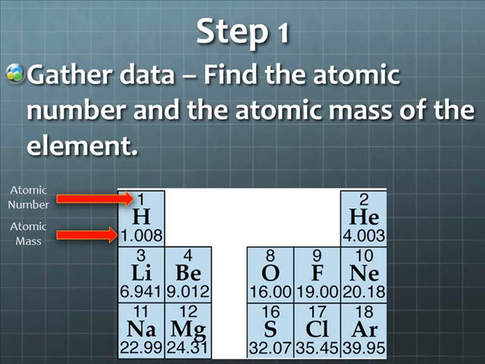The periodic table has information about each element, such as the atomic number, which for hydrogen is 1, and its atomic mass, which is 1.008. So we need to know both of these numbers: the atomic number and the atomic mass. Now, with the atomic mass, we usually round up or round down to the nearest whole number.